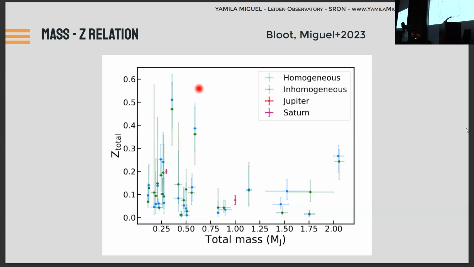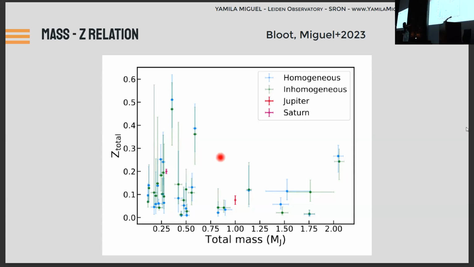There are a few outliers, like these two planets here and this one here. This one that you see here is a very massive planet. It's also very inflated, and probably our model doesn't work very well with it. So we kind of discarded that one.